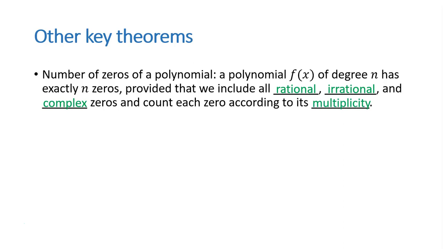So we include all our different zeros that we find, and if we find one that's repeated, say we find one that occurs twice, we have to count it twice. But if we add up all the ones we find, then we expect to find exactly n of them. So for quadratics, there are always going to be 2 zeros. For cubics, there are always going to be 3. If our degree is 4, we're always going to find 4 zeros, so on and so forth.